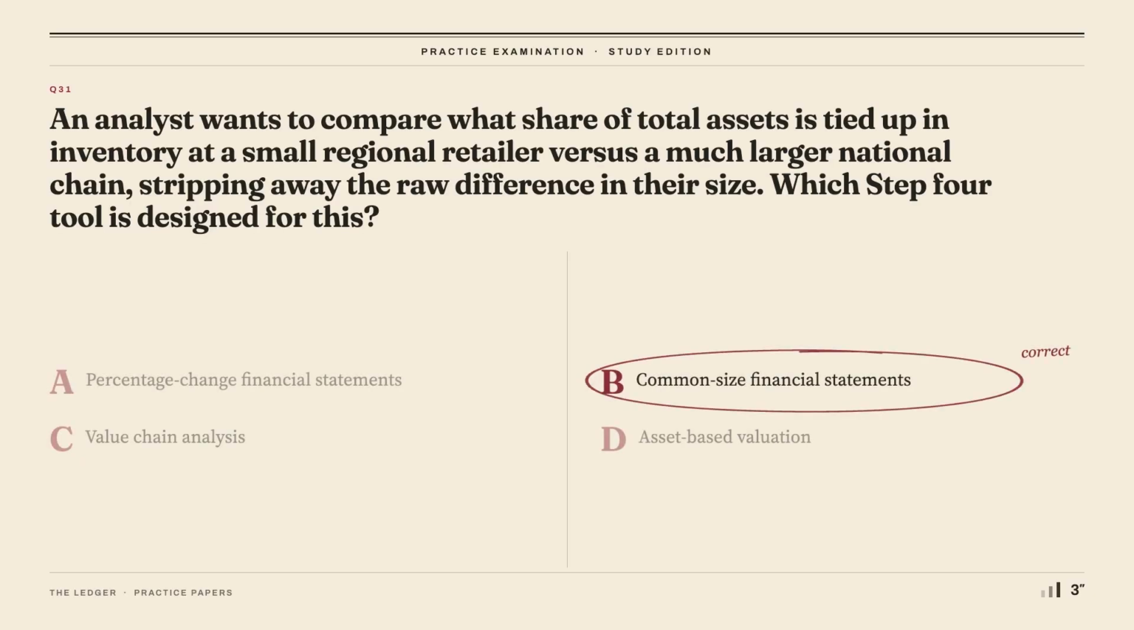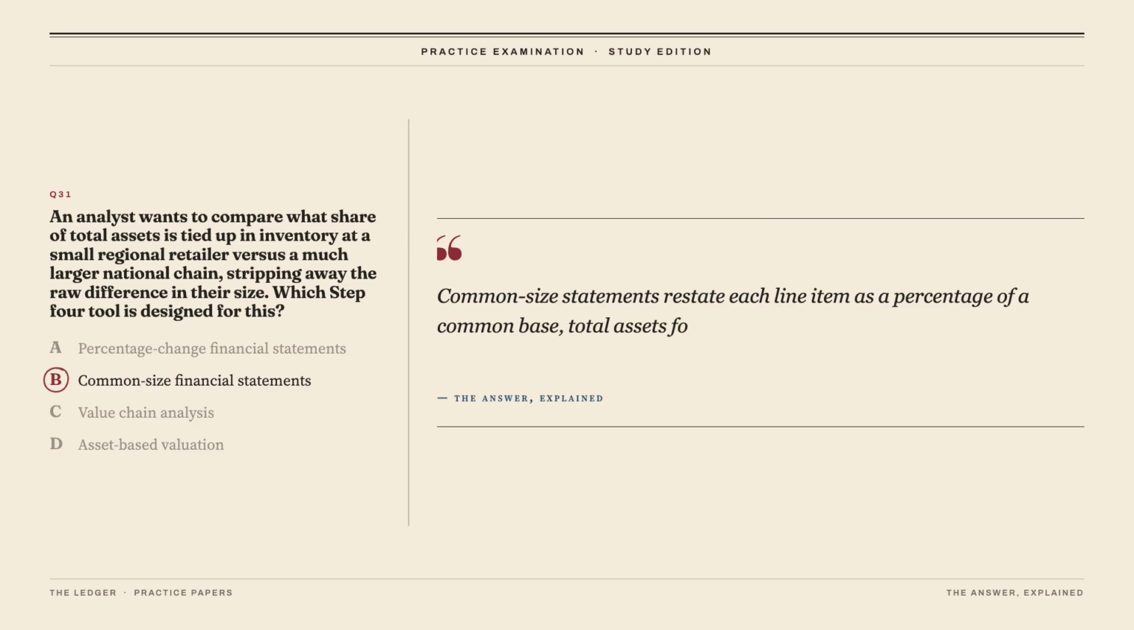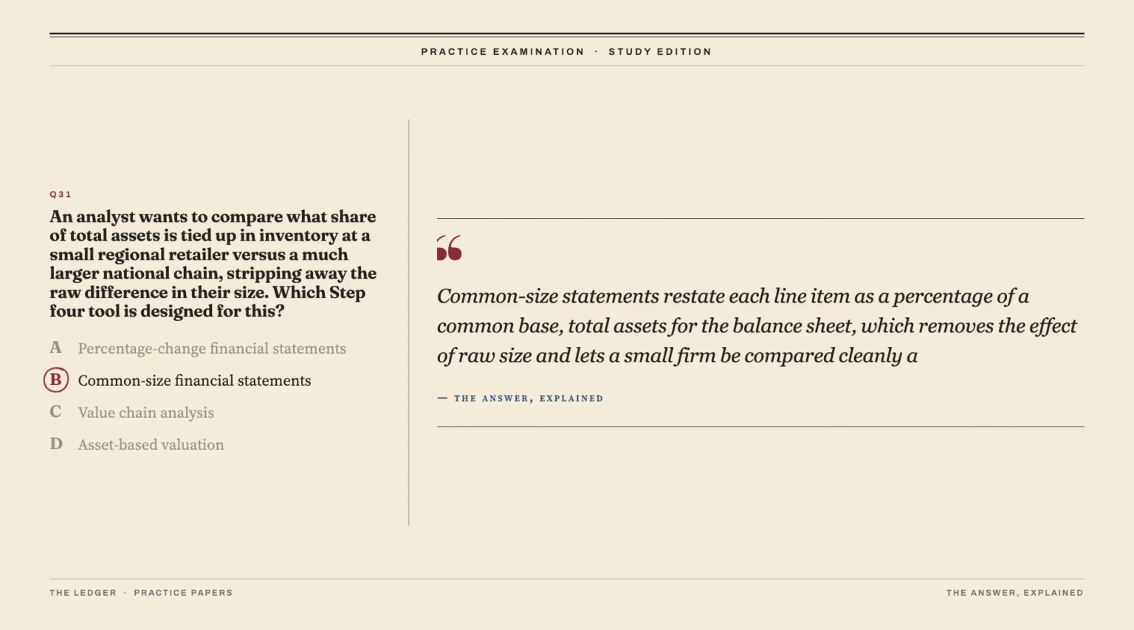The correct answer is B. Common size financial statements. B is correct because common size statements restate each line item as a percentage of a common base, total assets for the balance sheet, which removes the effect of raw size and lets a small firm be compared cleanly against a much larger one. Expressing inventory as a percentage of total assets is exactly this tool.